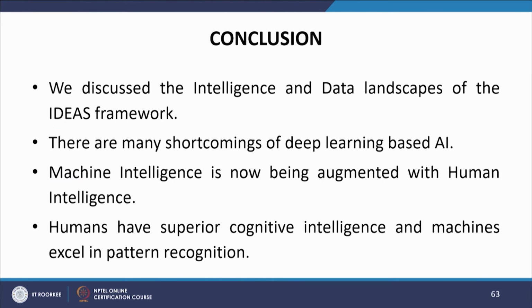In order to conclude, we have discussed the intelligence and data landscapes of the IDEAS framework. There are many shortcomings of deep learning based AI. Machine intelligence is now being augmented with human intelligence, and humans have superior cognitive intelligence while machines excel in pattern recognition. We have also studied the implementation of a smart robot augmented with human intelligence at Obeta, which helped them to increase reliability and speed. Three key capabilities are required to build a modern day data foundation.